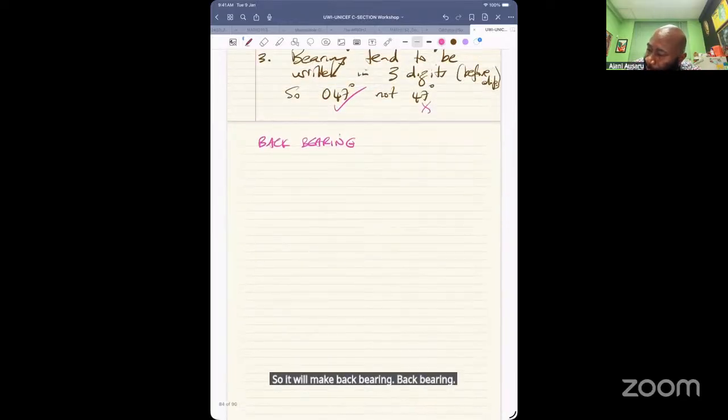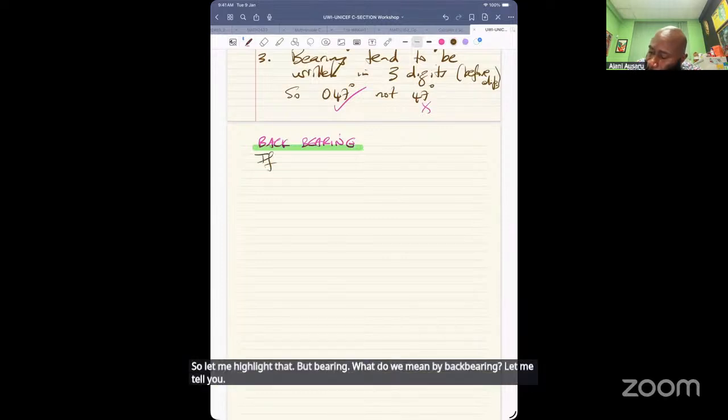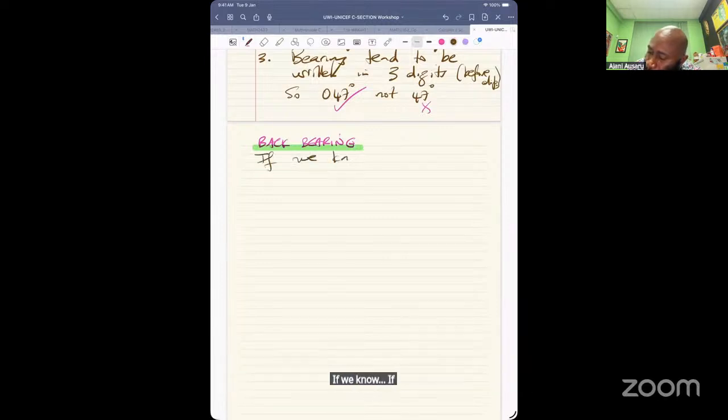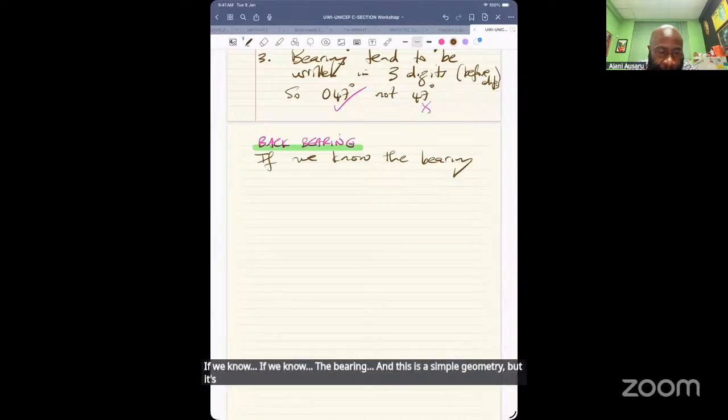Let me highlight that. Back bearing. What do we mean by back bearing? This is simple geometry, but it's very useful, so keep this in mind and remember it for some of your questions. You're going to see it in a minute in one of the examples. If you understand back bearing, then some of your calculations are very easy.